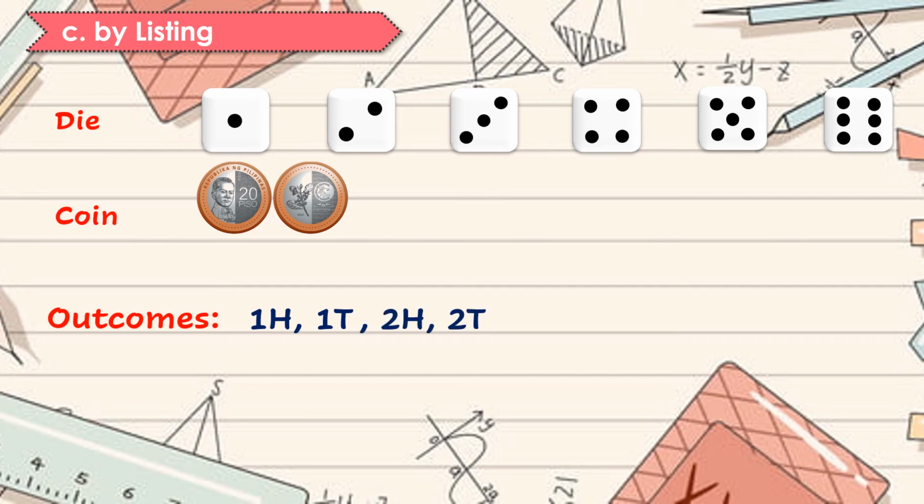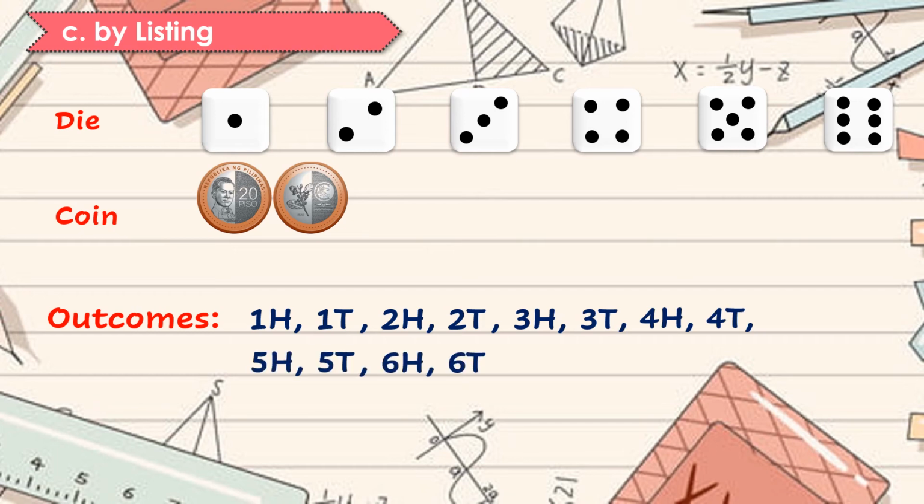Kaya one head, one tail. Then, yung 2 naman, sa head and tail. Kaya 2 head and 2 tail. 3, 4, 5, 6. O, diba? Systematic. And the number of these possible outcomes is 12. Meaning, when you roll a die and toss a coin simultaneously, then we have 12 possible outcomes.